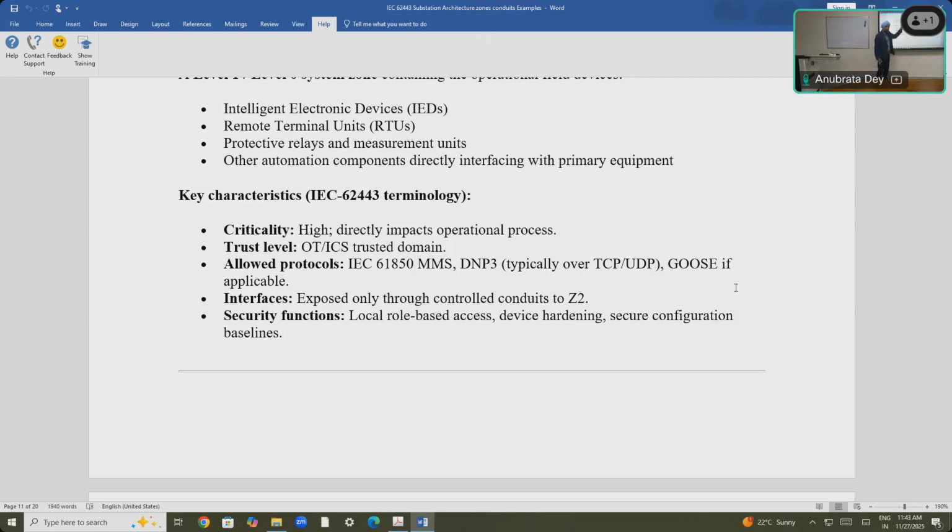Okay, but physical access you have to control yourself, right? Who has access to ID, who can change the settings, who will go and put a USB or whatever, right? So you have to control that there, and we will talk about device hardening.